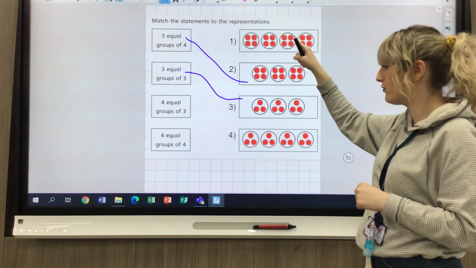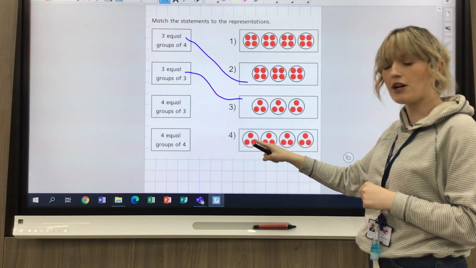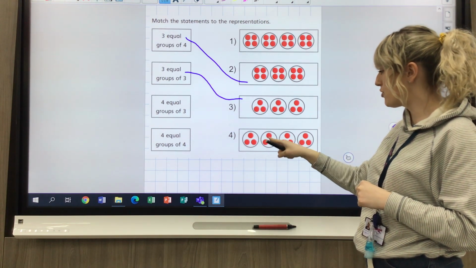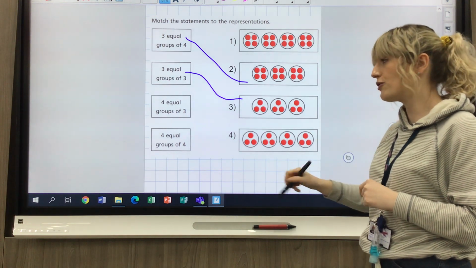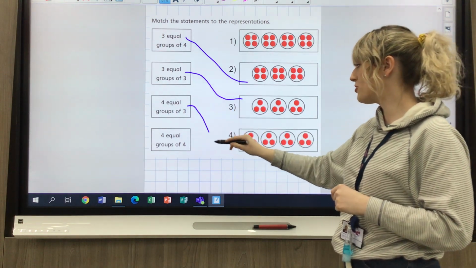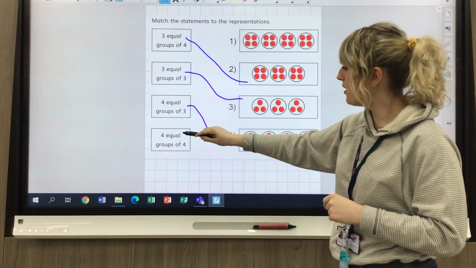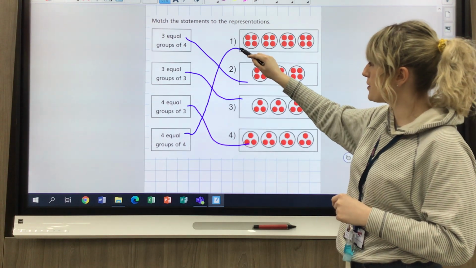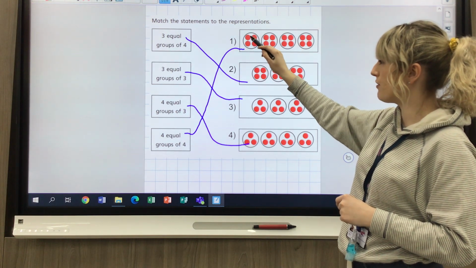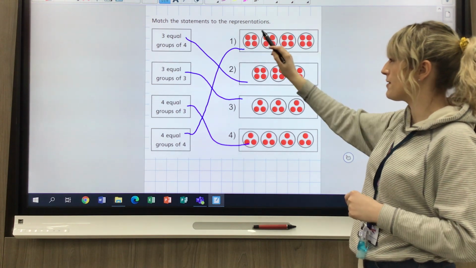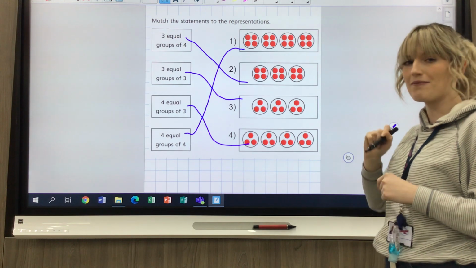So that's 4 groups of 4. This one's got 3, and there's 1, 2, 3, 4 groups of 3. So that one would go to that one, which must mean that the top one is 4 groups of 4. And it is, like 1, 2, 3, 4. They're all the same, and there's 1, 2, 3, 4.